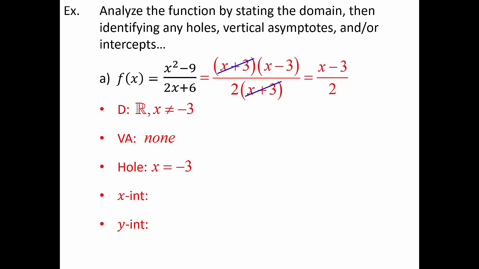Now, the problem is if I plug in -3 into this version of the expression, -3 squared is 9, 9 minus 9 is 0 on the top. Negative 3 times 2 is negative 6. Negative 6 plus 6 is 0 on the bottom. I actually get 0 on top and 0 on bottom, so that doesn't actually tell me anything. I don't know what 0 over 0 is.